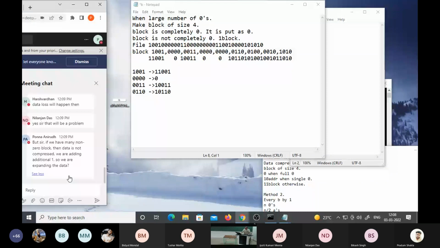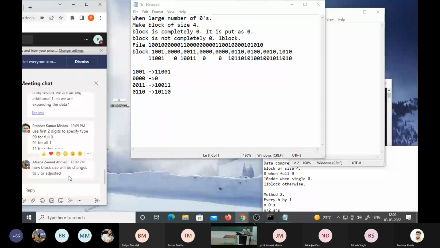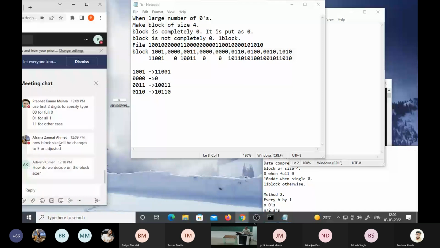That is correct. You are fully correct. Anirudh is fully correct. If none of the blocks is a 0 block, then every time the length will increase by 1. Yes, Prabhat, you are also fully correct. No, block size will change to 5. Is it correct? No, I should not say block size will change to 5. I should say the data size will change to 5.